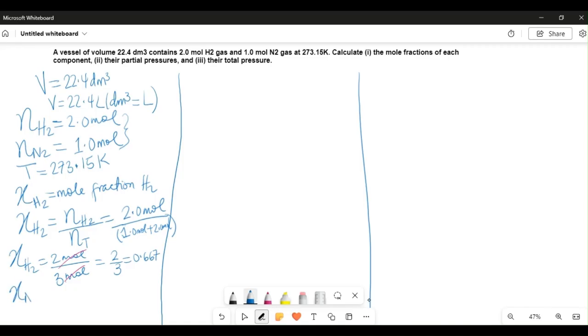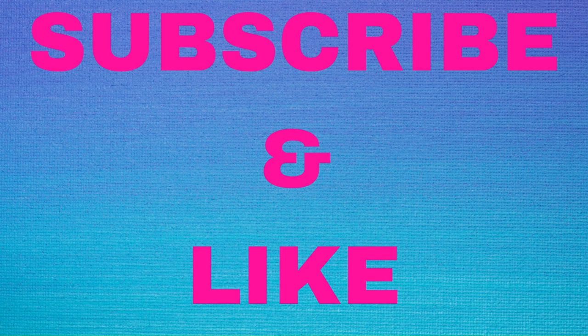Now we're going to replicate this for nitrogen gas. X N2 is the number of moles of N2 gas divided by the total number of moles, which is 1 mole of N2 gas divided by 3 mole, the total number of moles. So X N2 equals 1 over 3, or the mole fraction of nitrogen is 0.333. So that's the answer, and we've gotten that first one.